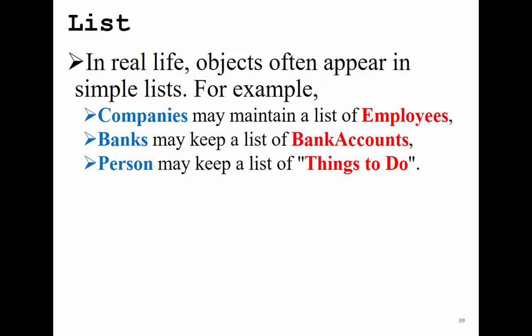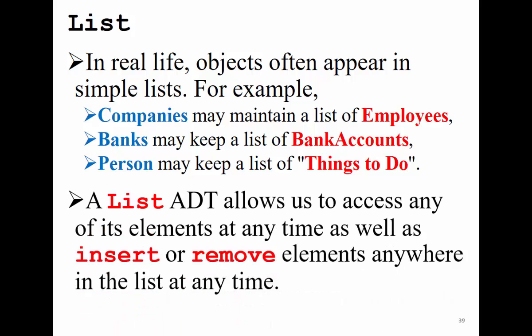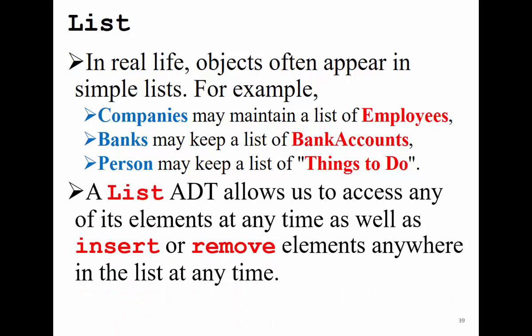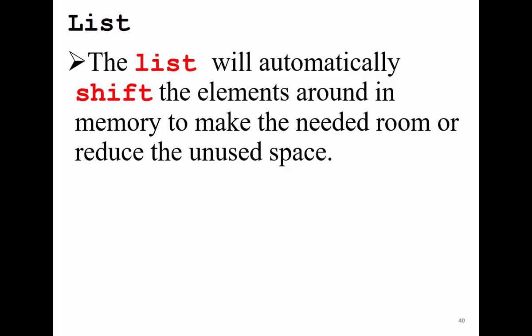You will see what I mean. So in real life, a company may maintain a list of employees, a bank list of bank accounts, a person's list of things to do. So a list is an abstract data type that can insert and remove elements. Inside, the list will automatically shift the elements around the memory to make room. That is the beauty of the list compared to arrays.